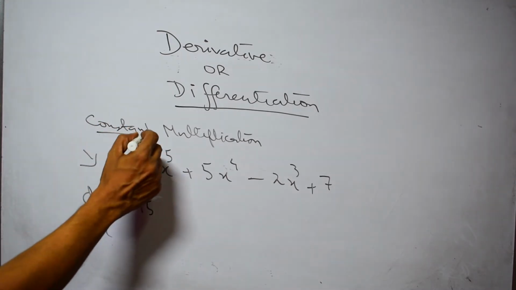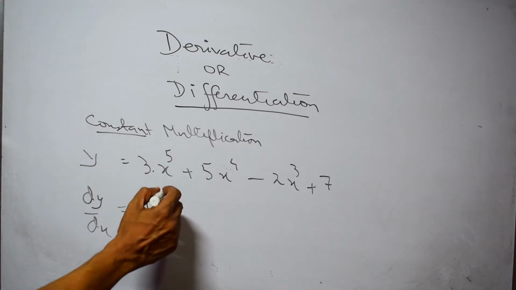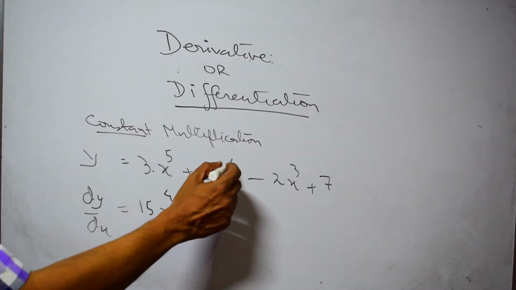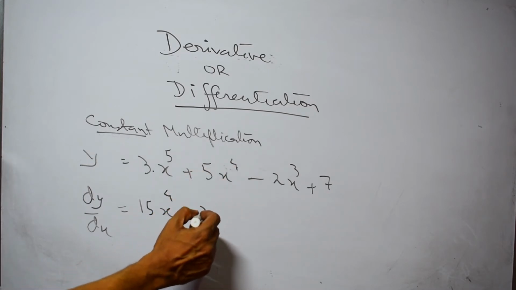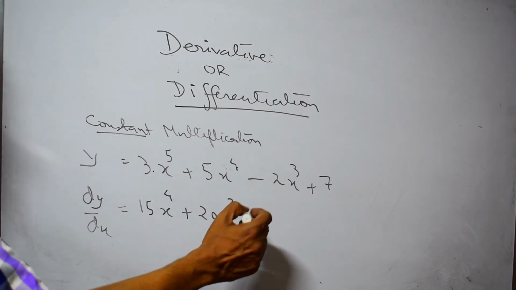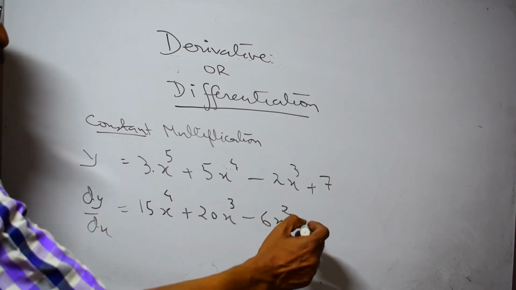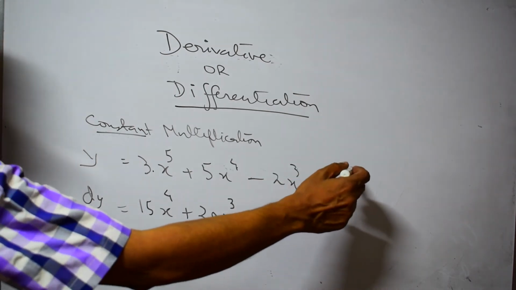The constant will remain as constant with the variable. So it will be 15x to the power 4, that is 5 minus 1. Now 4 into 5, that is 20, x to the power 4 minus 1, that is 3. Now 3 into 2 is 6, x to the power 2. And 7 is a constant but not multiplied with anything.